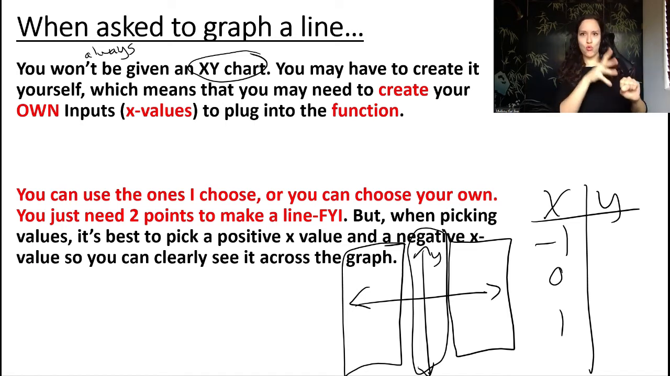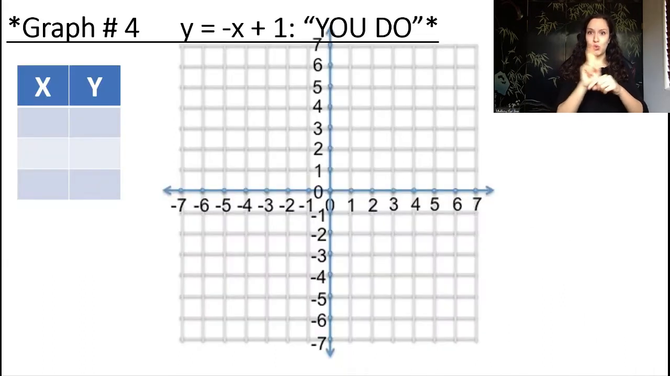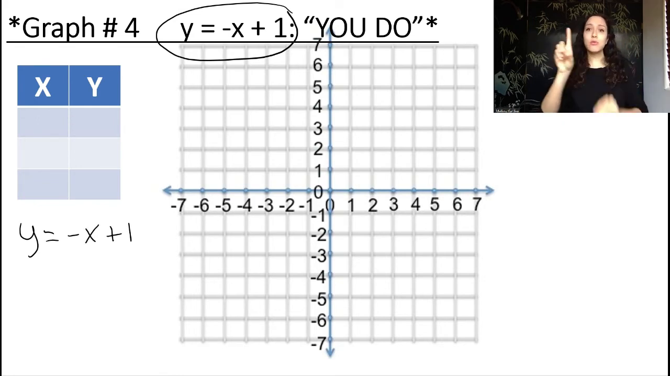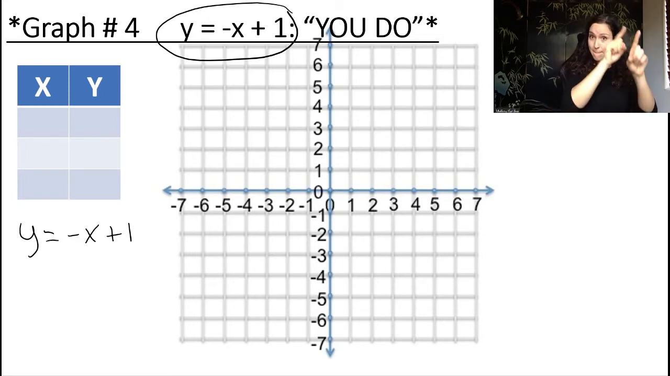All right, last one for you to practice using the XY chart. Go ahead and figure out how to graph this line right here. It's y equals negative x plus 1. Go ahead and graph that, pick your own points or pick the same points I did. When I go over this one, I'll use negative 1, 0, 1. So go ahead and see what you get. All right, press pause, come back.